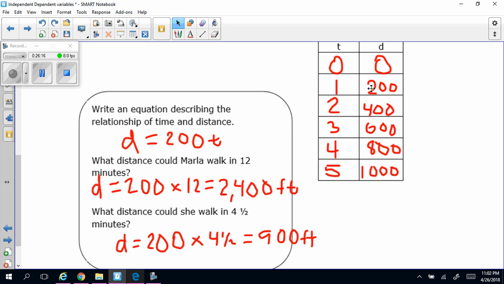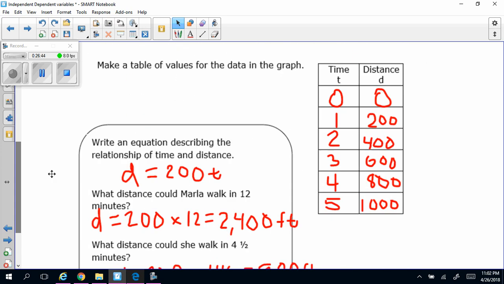If I plugged in 1 for my time, 1 minute, 200 times 1 would give me 200 feet for distance. When it's asking what distance could Marla walk in 12 minutes, I went ahead and plugged that in and got 2,400 feet. I did the same thing for 4.5 minutes and I got 900 feet. So if yours does not look like mine, go ahead and change it.